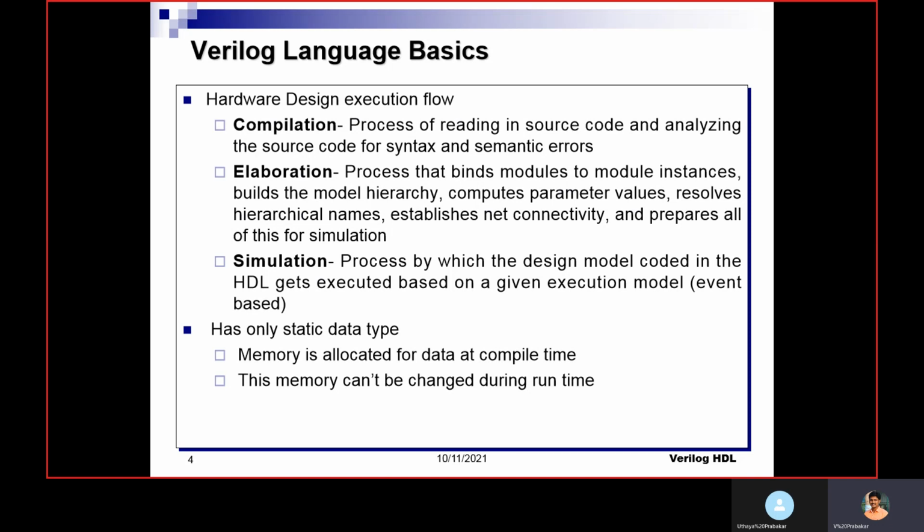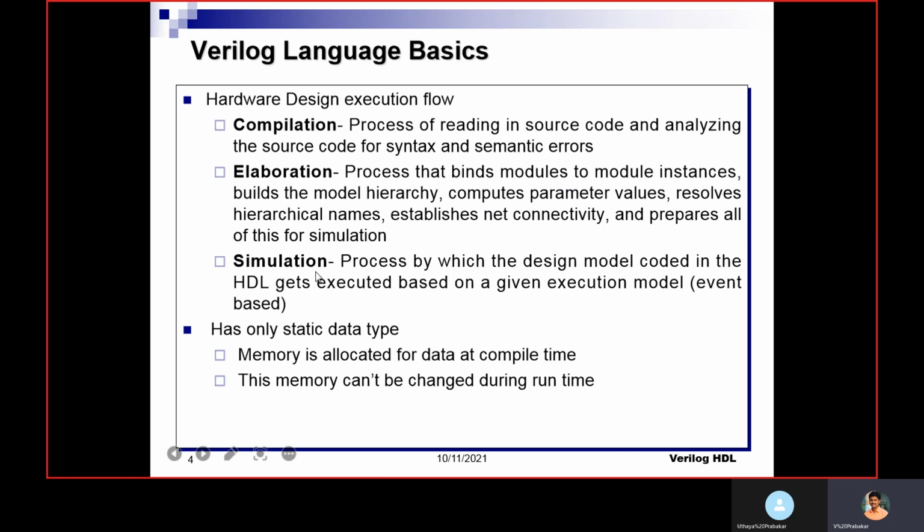So one module we implement, that module we need to instantiate in the top level module. So during the elaboration, it will check whether module instances are instantiated properly and the ports are mapped properly, whether the hierarchy is built or not. Everything is checked during the elaboration stage. And if you define any parameter, that value will be assigned for that variable. So all these steps will be taken during the elaboration stage.